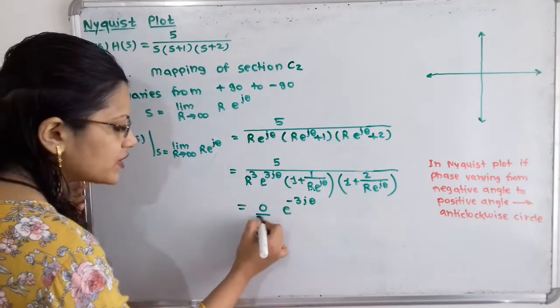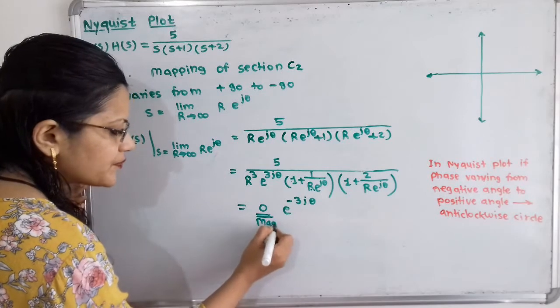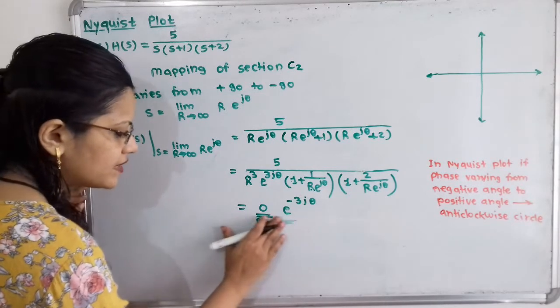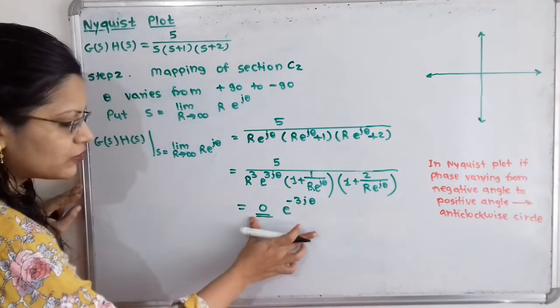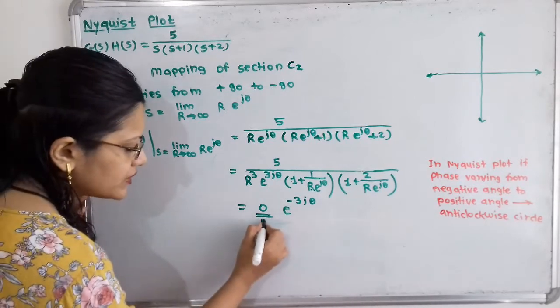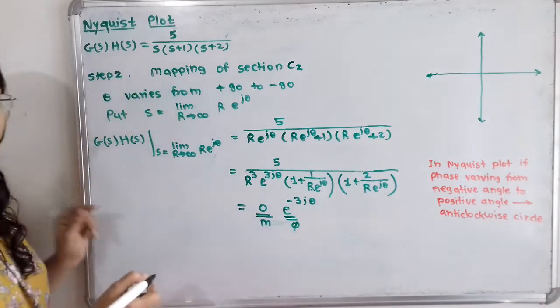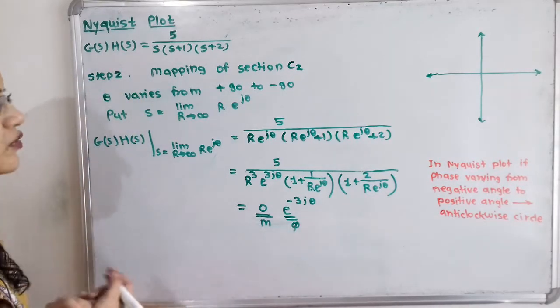So this is for the magnitude, and here these two terms are separate. So I will write here for magnitude, I will take here only m. So this 0 is for magnitude and this is for phase angle phi. So these are the two terms.